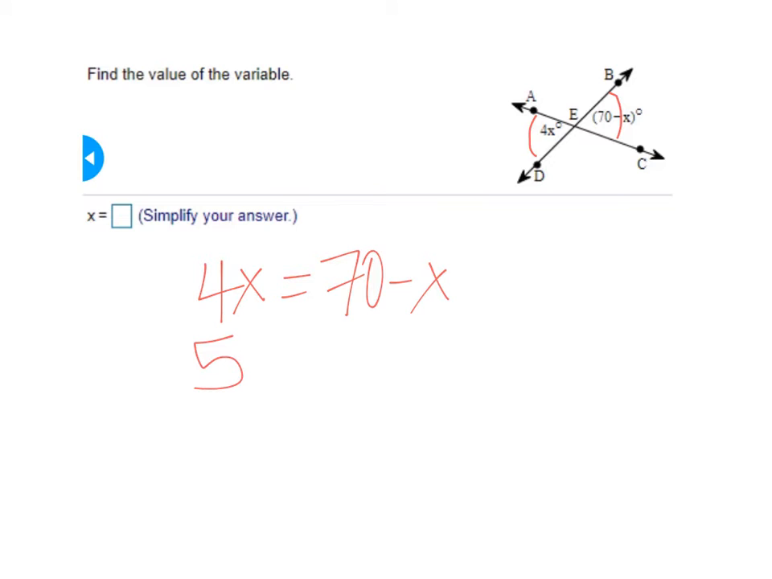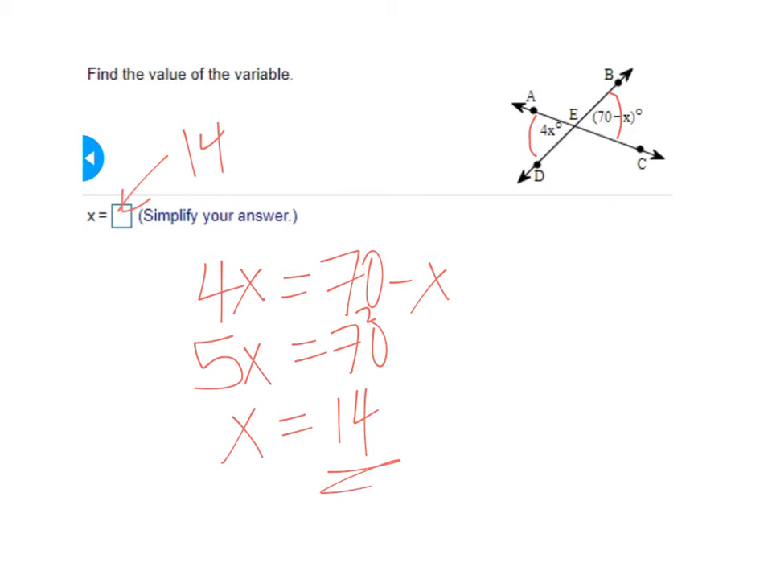I would add x to both sides, so 5x would equal 70. I'd divide by 5, and that would give me, let's see, 1, 2, 14 for x. And all it wants is the value of the variable, so I'm going to say that's 14. If it had asked me for a measure of an angle, then I would have to take that 14 and plug it back in somewhere up here.